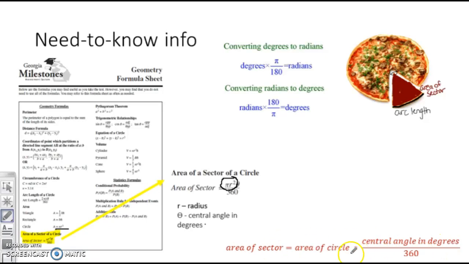So this red thing down here says the exact same thing that this formula does up here. All I did was I replaced pi r squared with area of a circle, because that's what it is. And I replaced theta with central angle in degrees, because that's what it is. So I just substituted in words. Okay? So for me, it's easiest just to use this formula all the time, but you really need to see how it's broken down and what it means when it's broken down.